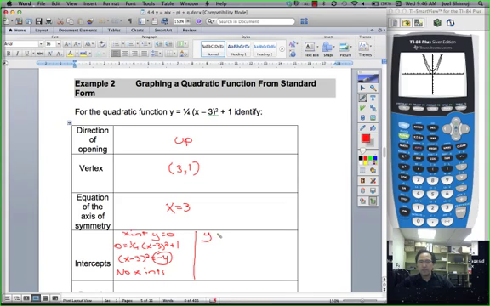Where's the y-intercept at? So with the y-intercept, x equals 0. So we've got y is equal to 1/4(0 minus 3) squared plus 1.